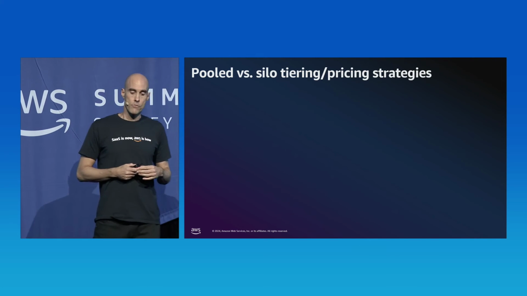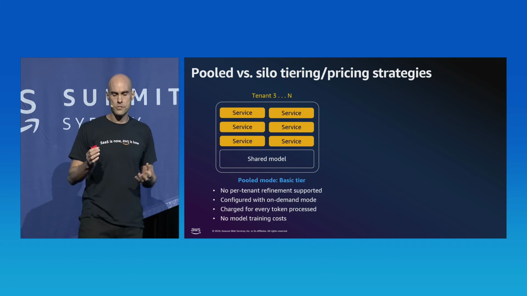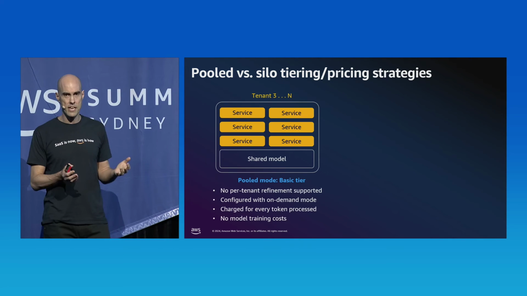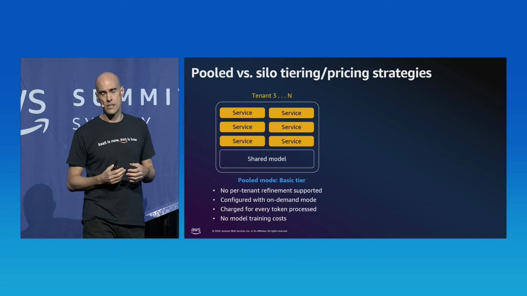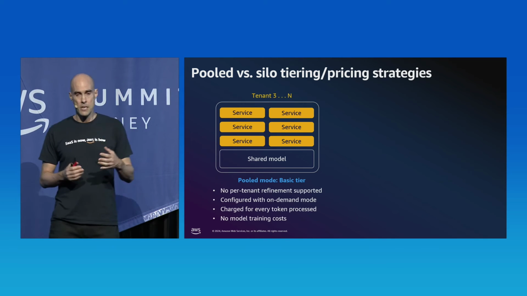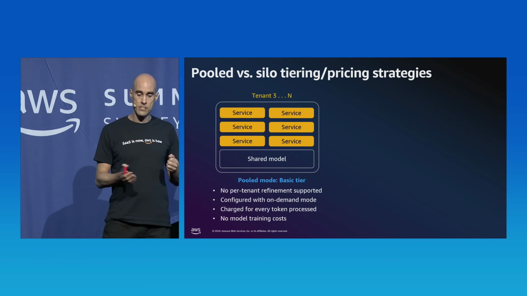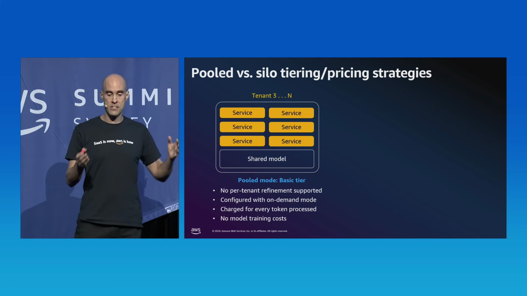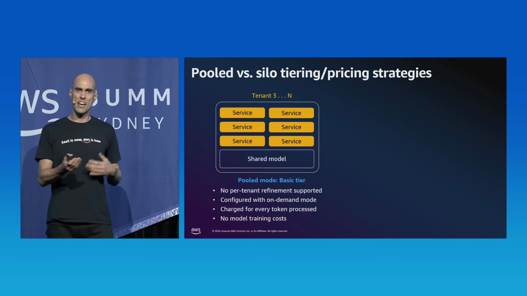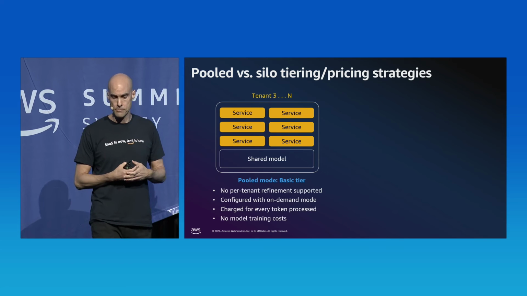So wrapping this up, talking about pooled versus siloed and the deployment models and the tiering, they all kind of come together. So we're talking about differentiating different experiences for our tenants, but I also mentioned mitigating noisy neighbors. One way you could do this is to have your basic tier as a pooled model. Okay, they're all sharing the same model, and we're not adding in any customizations. This might lead on to a cheaper pricing for your basic tier.